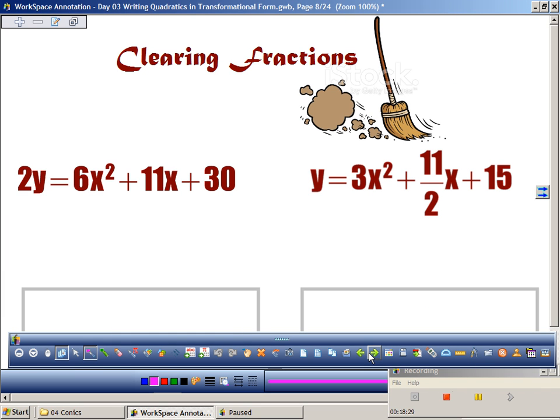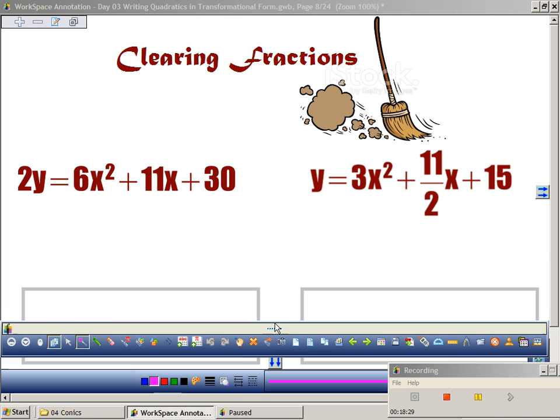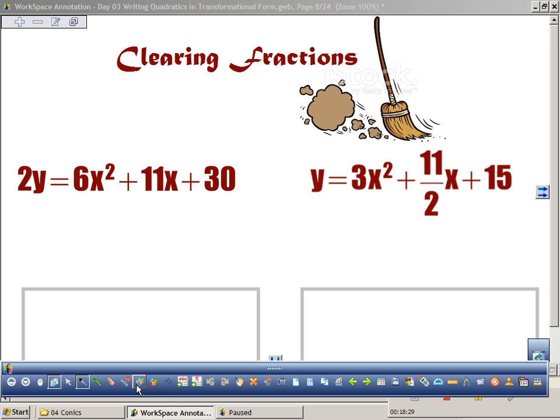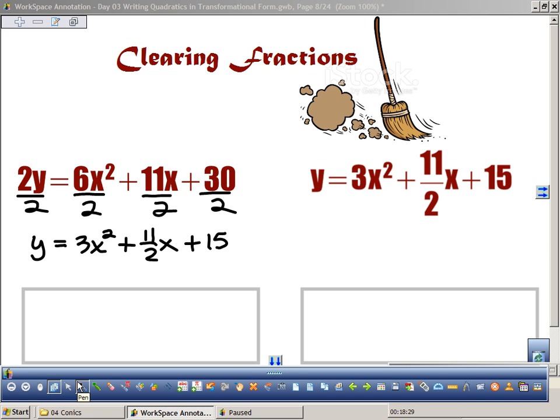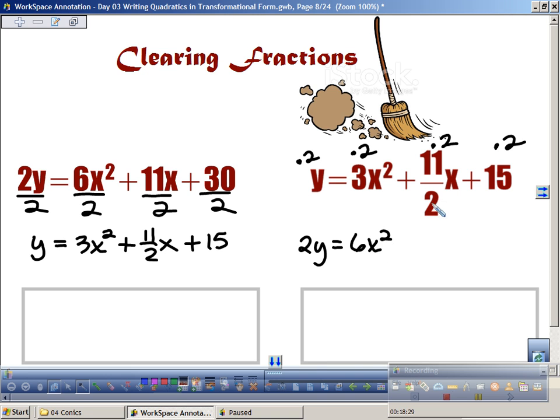Okay, let's look at this, clearing fractions. So you guys would all agree with me, right, that this would be an equivalent fraction if I divided everybody by 2? So I would get y equals 3x squared plus 11 halves x, which isn't that much fun, right, plus 15. So if you had something like this and you didn't want the fraction, what would you do? I would multiply everybody by 2. And I would get 2y equals 6x squared. The 2 and the 2 cancel each other out. Plus 11x.